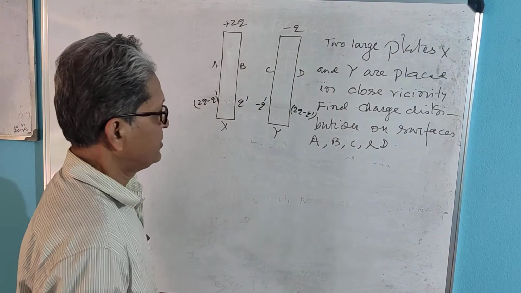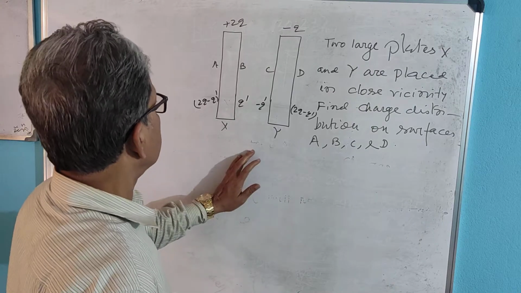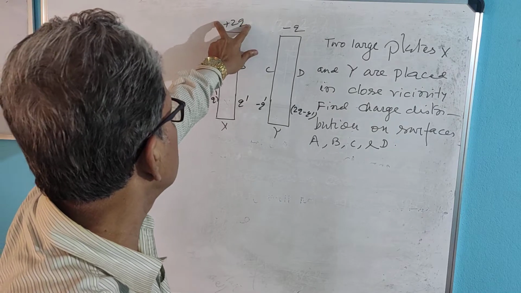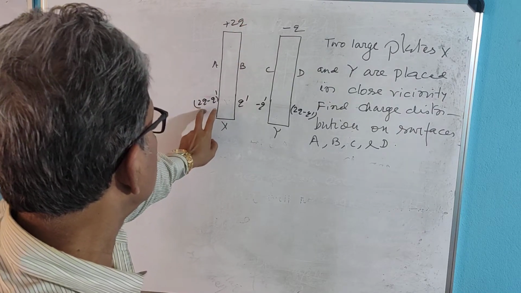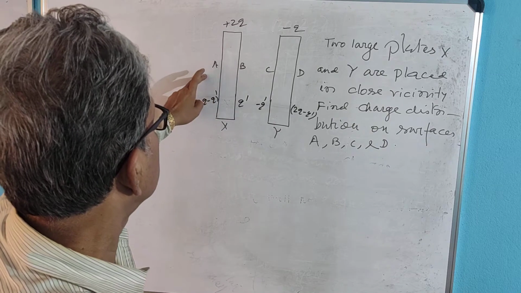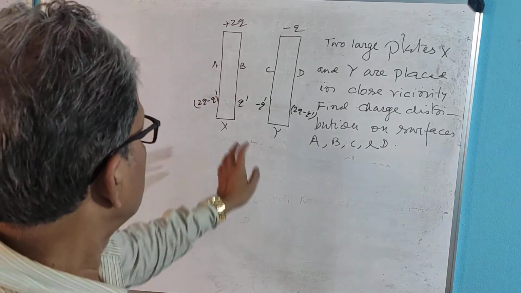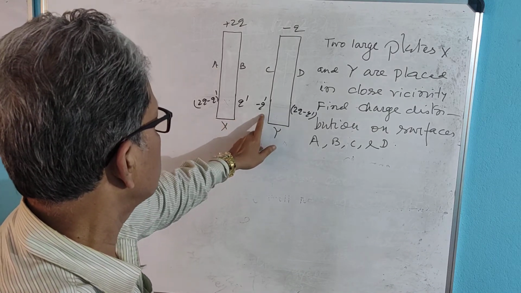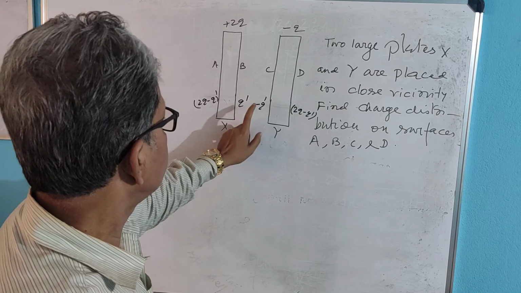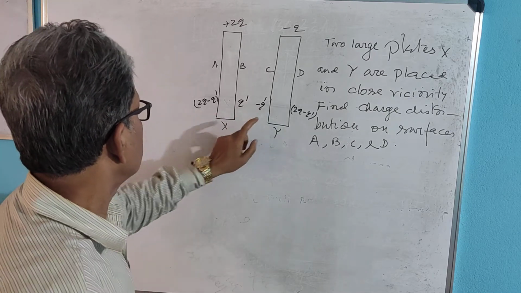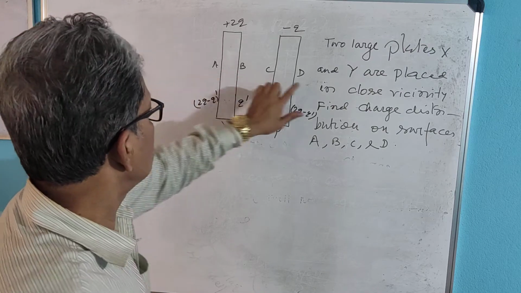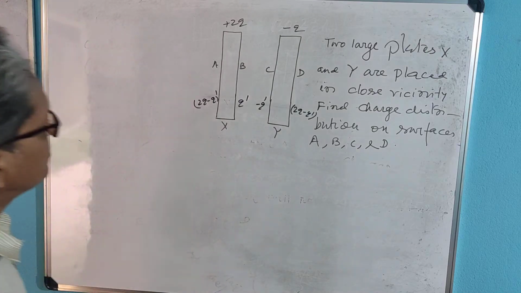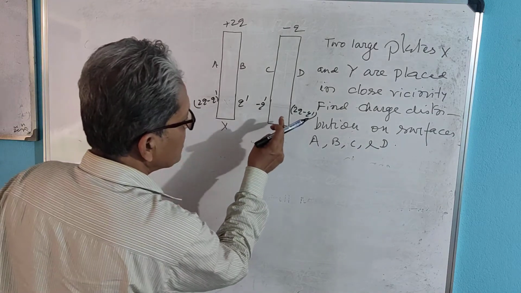Perhaps you have already solved it. Let us consider that B has charge Q dash. Then from conservation of charge, 2Q minus Q dash will be the charge on A. These two surfaces are facing each other, so here there will be minus Q dash. These two are outer surfaces, so they must have equal amounts of charge. Problem solved.